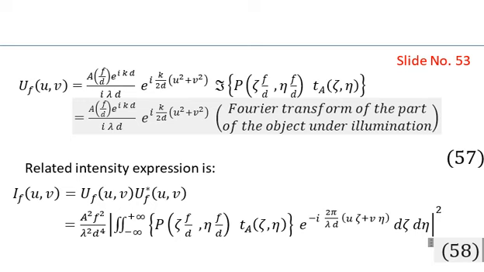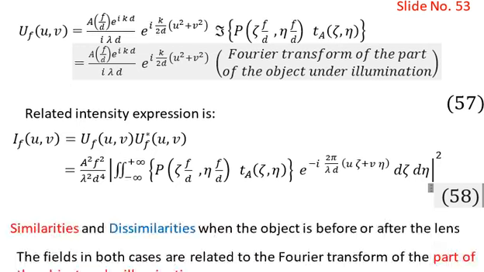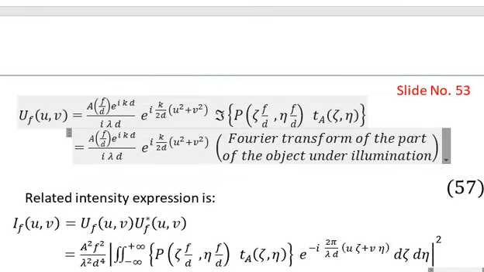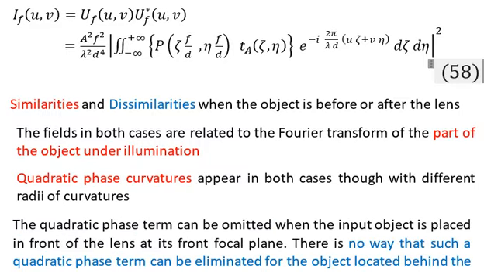But you know that those phase factors also contained some terms within them, and it was possible to control the phase factor in the case when the input object was in front of the lens. But in this case, that is in equation number 57, we cannot control this phase factor, we cannot eliminate it, so it will remain there. So the quadratic phase factors appear in both cases, though with different radii of curvature.